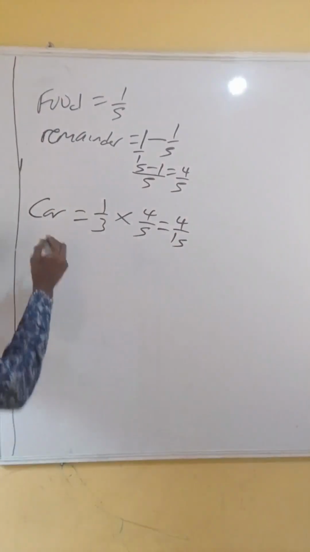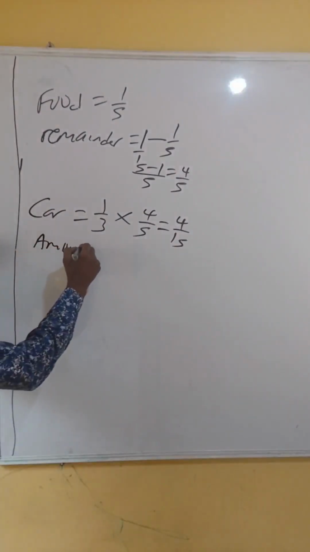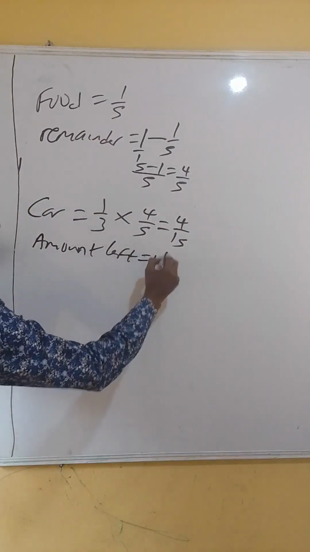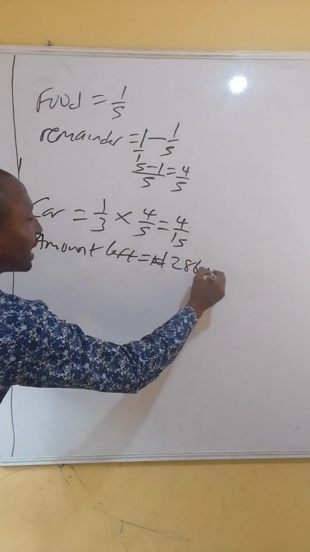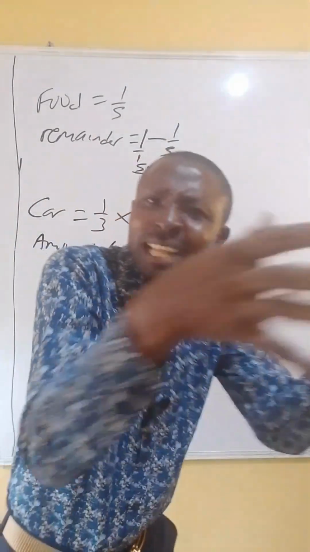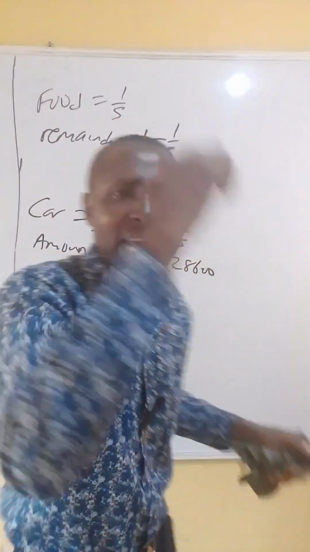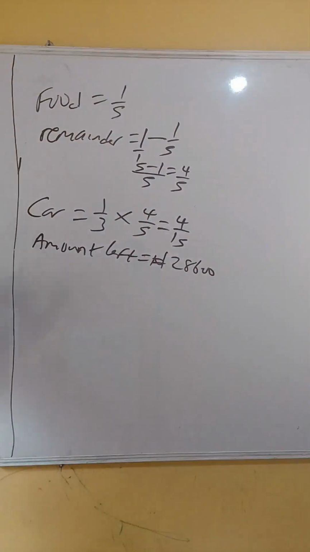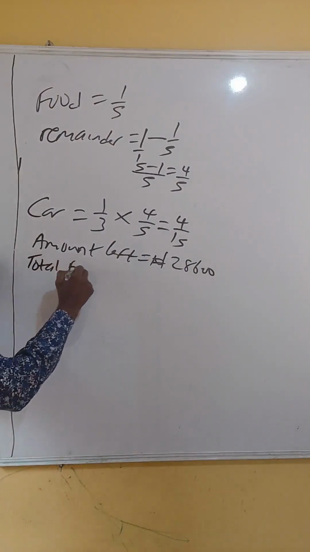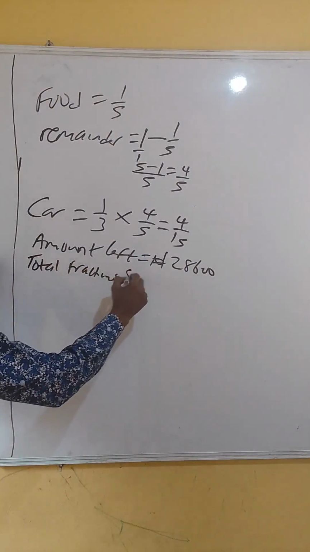The amount left is 286 naira. That's the amount he has left. He has 286 naira. But how do we get the total amount? The total income. Let me ask you. Now let us see. Listen. Total fraction spent.